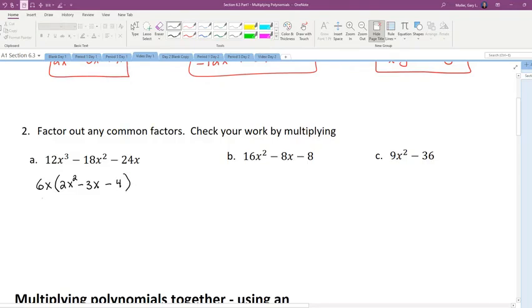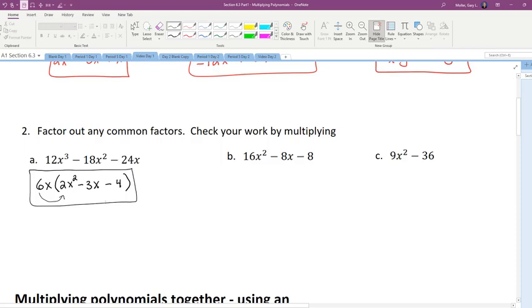Let's check our work. 6 times 2 is 12, x cubed. 6 and negative 3 is negative 18, x squared. 6 and negative 4 is negative 24, and I have 1x. And there you go. So we checked it, and it's good. Oh, one last check. 2, 3, and 4. Is there anything more I could have factored out? And the answer is no. They have no other common factors.